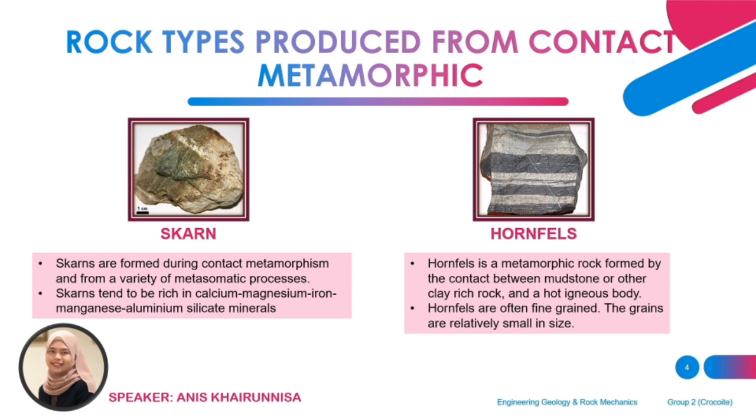silicate minerals. Hornfels is a metamorphic rock formed by the contact between the mudstone or other clay-rich rock and a hot igneous body and represent a heat-altered equivalent of the original rock. Hornfels are often fine grains. The grains are relatively small in size due to the short duration of the metamorphic process of cooling.